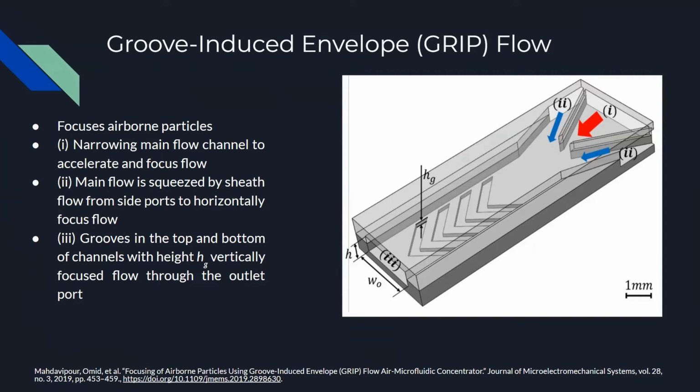Another method of airborne particle extraction is groove-induced envelope, or GRIP, flow. The purpose of GRIP flow is to focus the flow towards an outlet port. As seen at the arrow labeled Roman numeral 1, the main flow channel is focused and accelerated by the channel that becomes more narrow as it goes on. This focus is supplemented by 2 side channels next to the main flow, which allow for better horizontal focus. The grooves seen here introduce a pressure gradient perpendicular to the flow, establishing a velocity field able to rearrange the airflow within the channels.